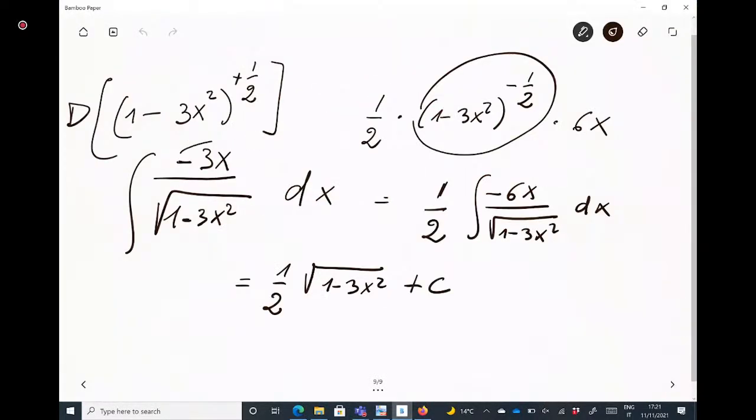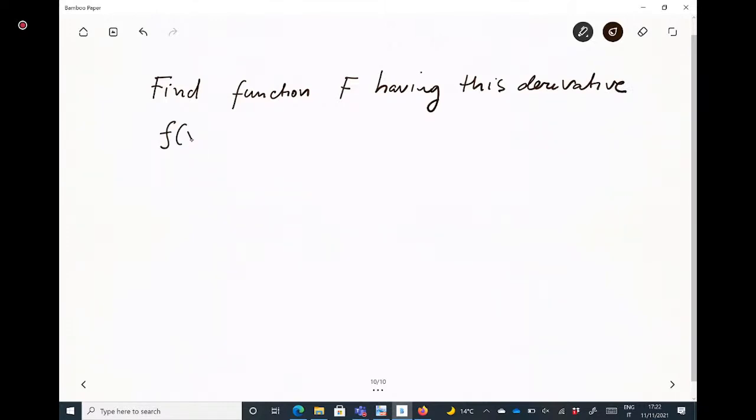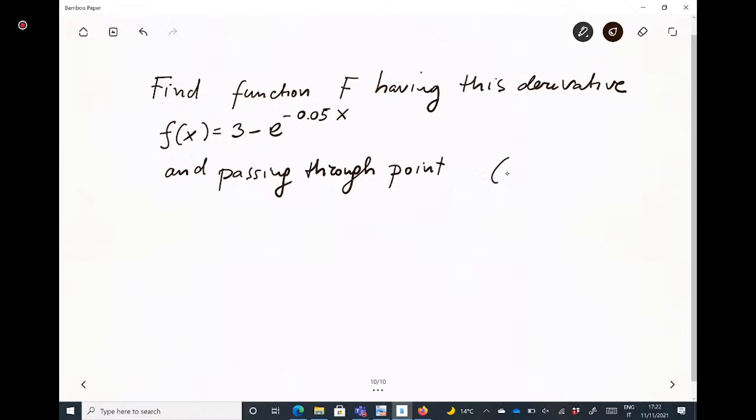So another example similar to this one could be this one. Find a function F, capital F, having this derivative, lowercase f of x is equal to 3 minus exponential of minus 0.05x, and passing through point 0, 10.